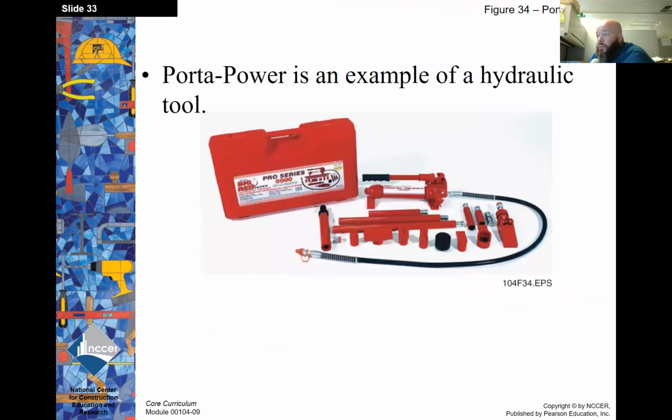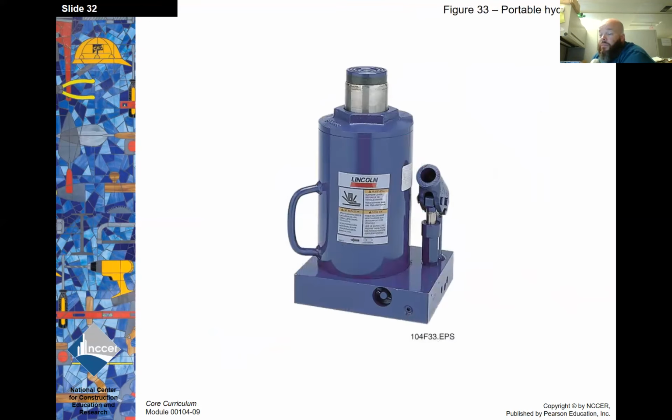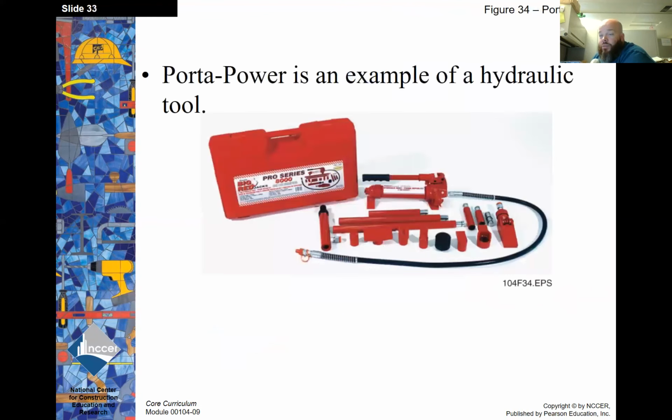A Porta-Power is an example of a hydraulic tool, as well as the hydraulic bottle jack right here. What that means is these tools actually pump oil through the hose and then into a cylinder. With a Porta-Power, you have a few different cylinders. You have cylinders that move in straight directions, and then you also have jaws that open and close, depending on what you're setting up for. And they're interchangeable. We do have some in the shop that we can get out and look at, and we may even use depending on what we're working on.